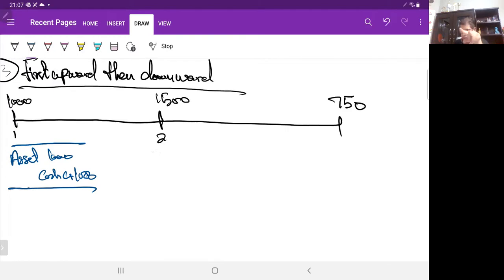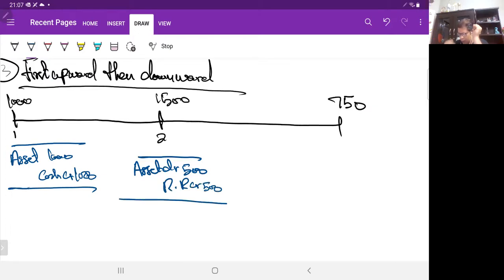Asset goes up. It's similar to case number one. Asset debit 500, revaluation reserve credit 500, right? Now asset goes down to 750, right? So what we will do, see over here, asset credit 750.